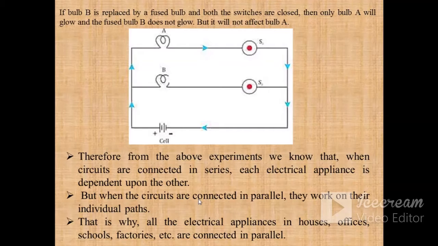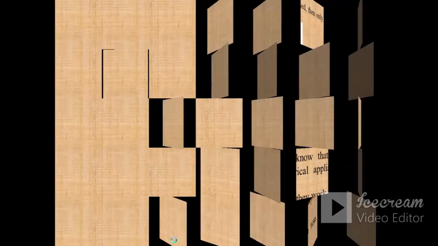That is why all the electrical appliances in houses, offices, schools, factories, etc. are connected in parallel. So always remember that at your household all the electrical appliances are connected in parallel. And for the series, you may take the example of those series bulbs that you use for decoration during Diwali or any decoration to decorate your home. In that series, if any of the small bulbs is not working, then the whole series is not working.